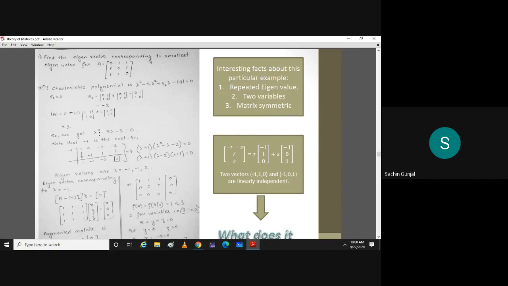1 minus 3, that is minus 2. Minus 2 becomes 4, so 1 is not satisfying. Go for lambda equal to minus 1. So minus 1 cube is minus 1. So minus 1 plus 3 becomes 2. Yes, sir, it is satisfying. 2 minus 2 becomes 0. So lambda equal to minus 1 is satisfying.